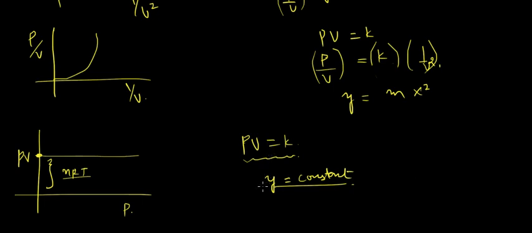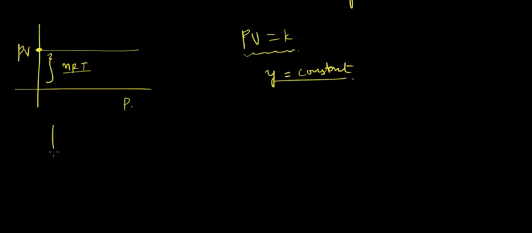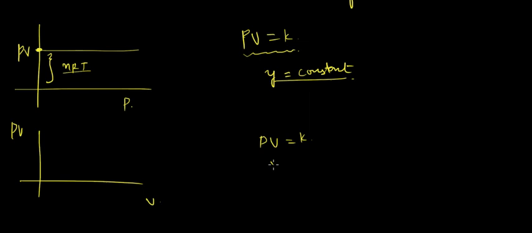Next, let's look at what will happen if we have on the y-axis, let's say, PV, and on the x-axis we have V. So again PV is constant, so we have y equals to some constant value, which doesn't depend on the value of V. Hence again it would be the same graph with the intercept as nRT.